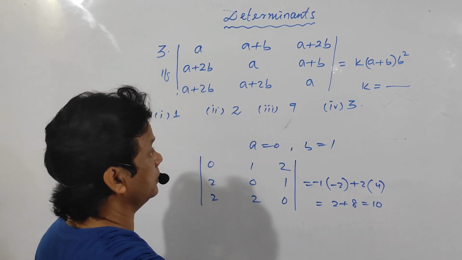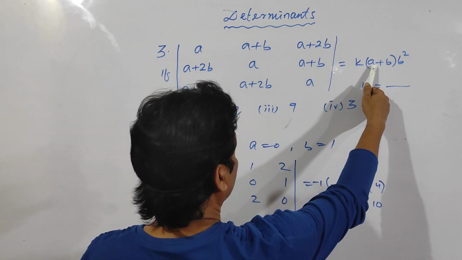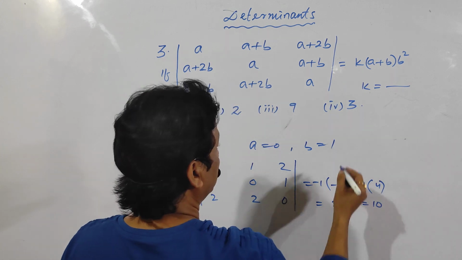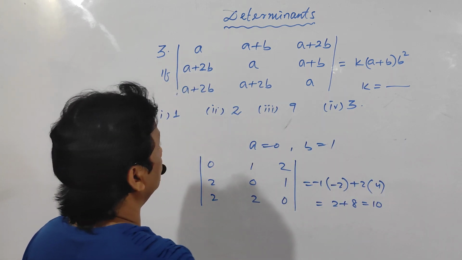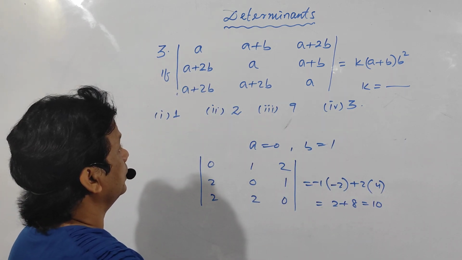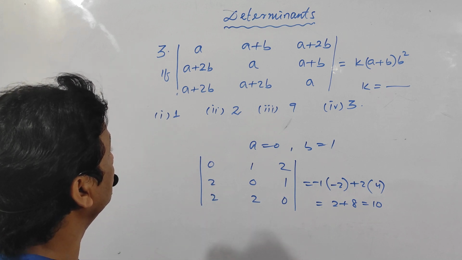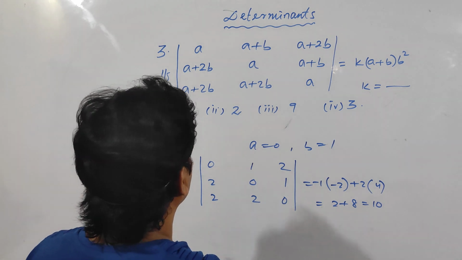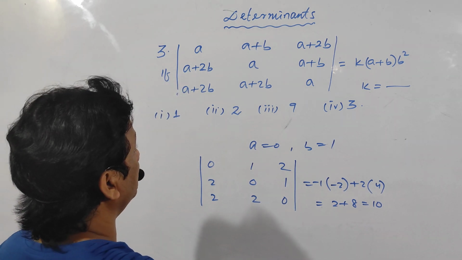And what is the right hand side? See here, right hand side A is equal to 0. That means B. B is equal to 1. So simply K. So K is equal to, no, I have made some mistake. A plus 2B.